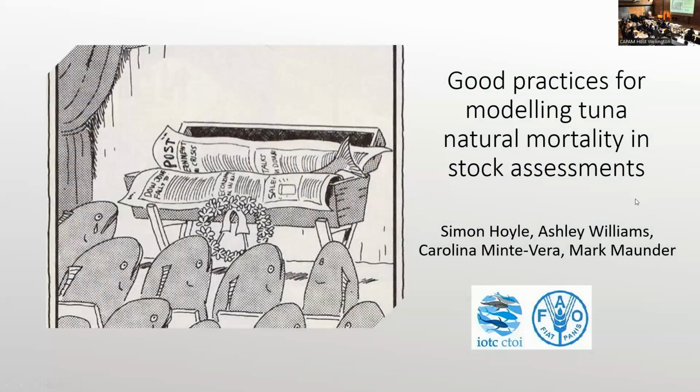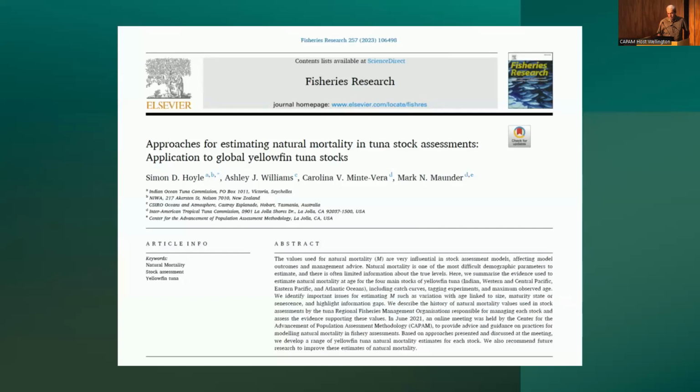Okay, so this talk is based on some work I did for the Indian Ocean Tuna Commission, looking at natural mortality for yellowfin tuna, and then drawing some general conclusions from that for various RFMOs and other tuna species. This is the paper that we wrote up, just describing the results, and then we did some further work looking at Bigeye as well.